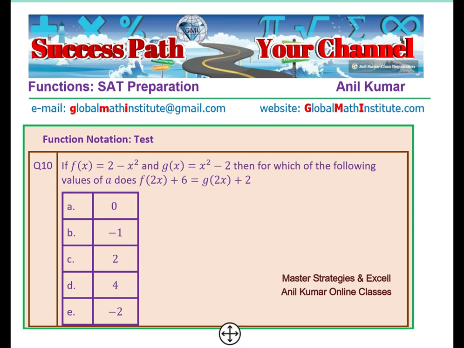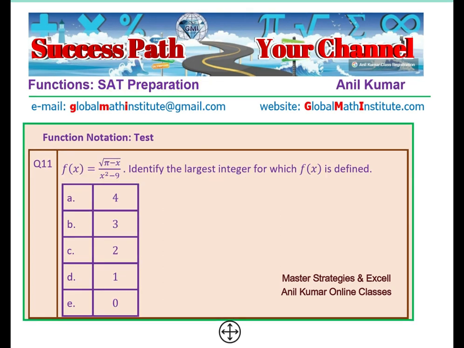Perfect. Question number 10. We are given a function f of x equals 2 minus x squared and g of x as x squared minus 2. Then, for which of the following values of a does this equation hold? So we have two functions now, and you need to work with their transform functions to get the solution. So, slightly critical question for you. Excellent question for getting top grade marks in SAT or in your pre calculus course.